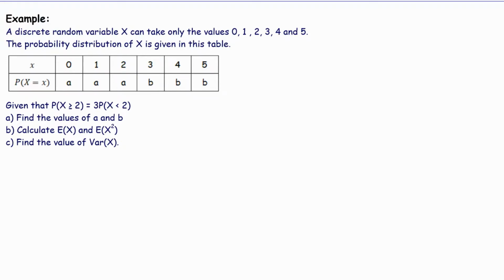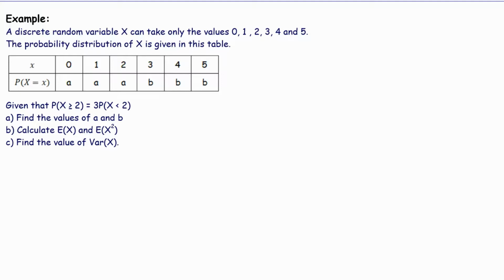A discrete random variable x can only take the values 0, 1, 2, 3, 4, and 5. The probability distribution is given in the table. And you have this condition here that the probability that x is greater than or equal to 2 is equal to 3 times the probability that x is less than 2. Find the values of a and b.